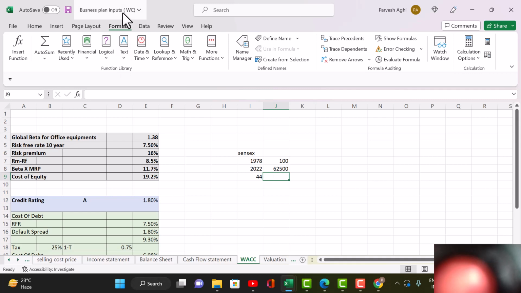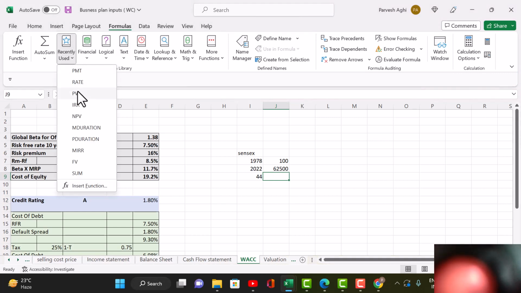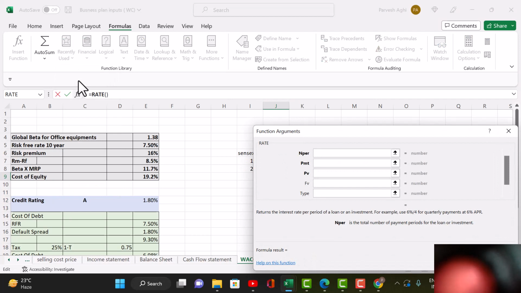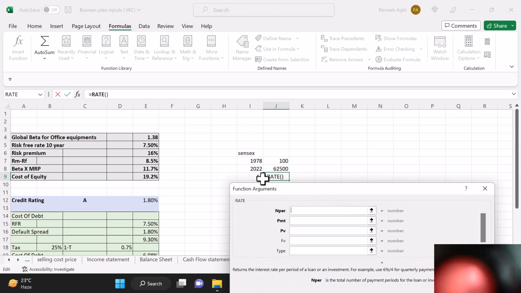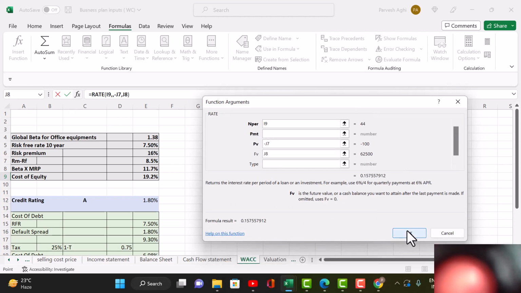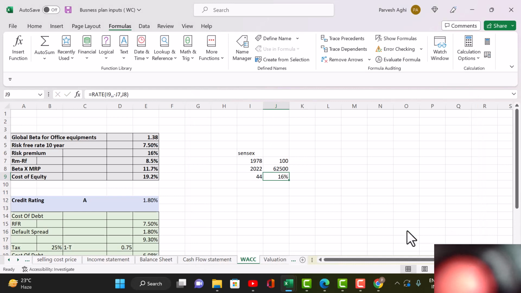So what do we do? We just go to formulas and look for the rate formula, to see what kind of return the Sensex has given. This is 44. And present value was minus 100. And the future value which has become is 62,500. Just enter it. It comes to around 16%. 15 point something, but the rounded number is 16. So that means Sensex over the last 44 years has given you a return of close to about 16% per annum.